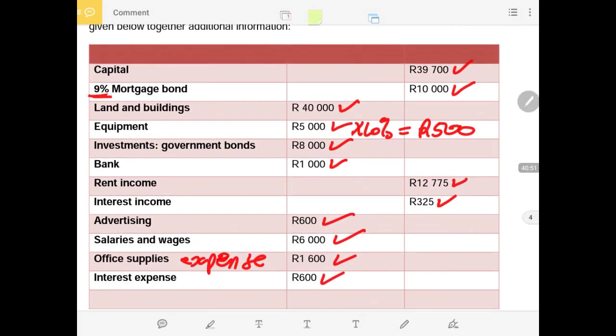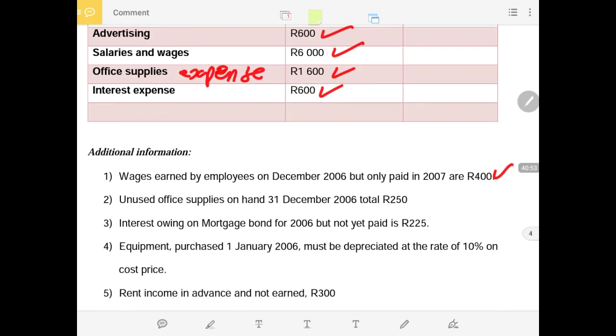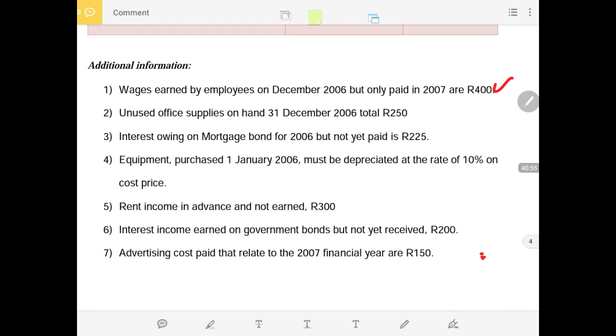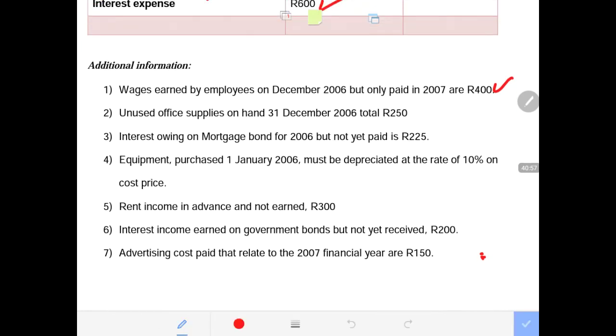Then after, we come to the next adjustment, and the next adjustment is adjustment number 5. Only 2 adjustments are left.